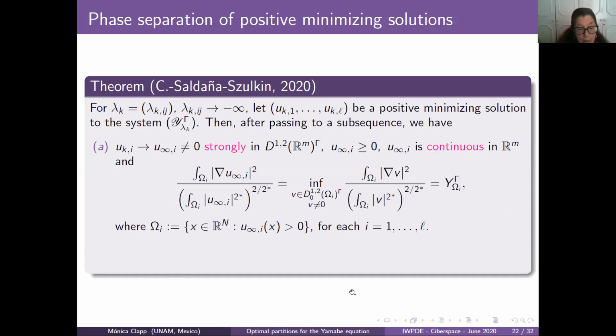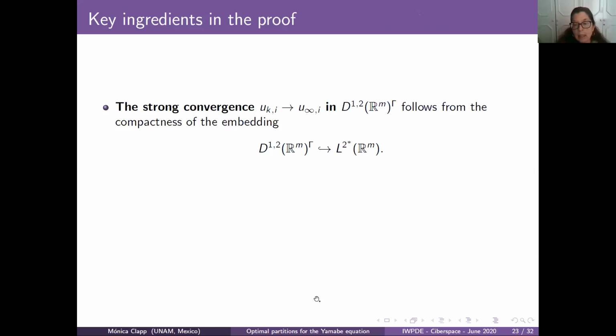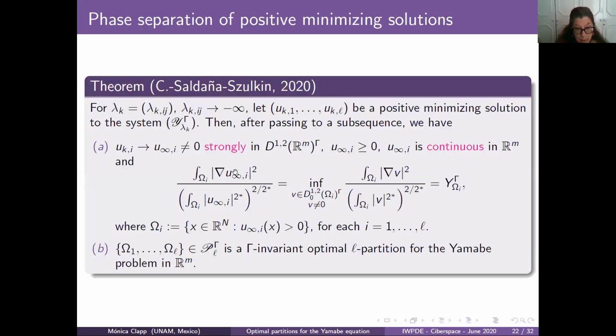So this is the first statement. The second statement says that indeed these omega i's give us an optimal partition. Okay. So why is this true? Let me give you the main ideas. You see, here I have emphasized 2 words. One is the strong convergence, okay? And the other one is the regularity, the continuity.